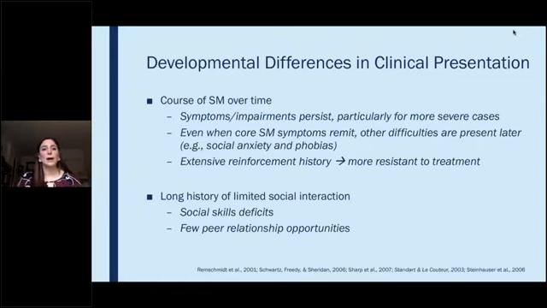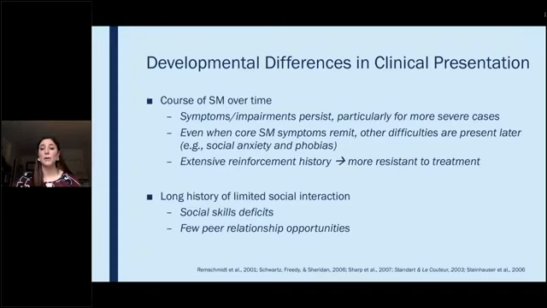In terms of the research, there have been some studies that have looked at the trajectory of selective mutism over time, and selective mutism can follow two different paths. One, for the more severe kids, their path can often be that their symptoms persist and their selective mutism continues into adolescence and adulthood. And for the kids who are more moderate or mild, their course might be a little different in that the core symptoms of SM, so the talking itself, may remit.